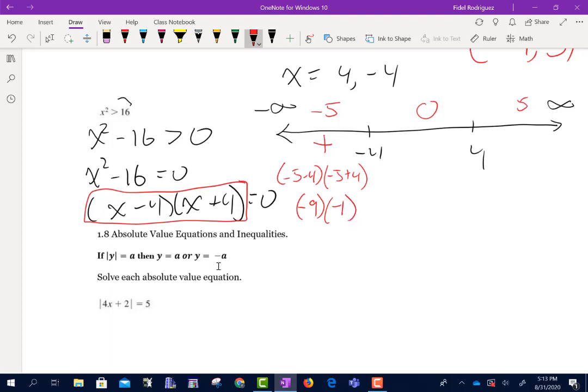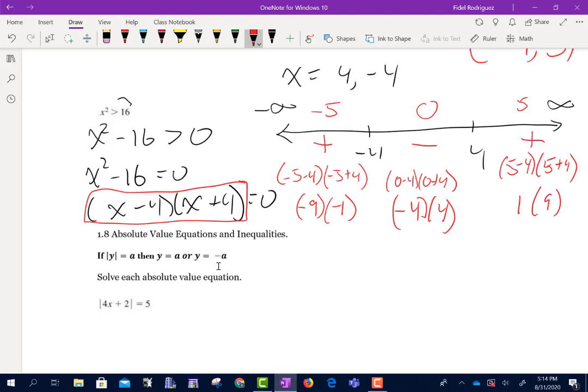So look, -5 minus 4, -5 plus 4. This is -9. This is -1. This is going to be positive. Okay. When we plug in 0, 0 minus 4, 0 plus 4, -4 times +4, this is going to be negative. Okay. And now we're going to plug in 5. 5 minus 4, 5 plus 4. This is 1 times 9. This is positive.